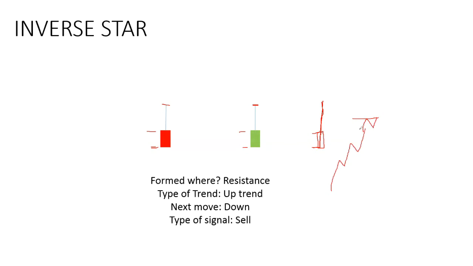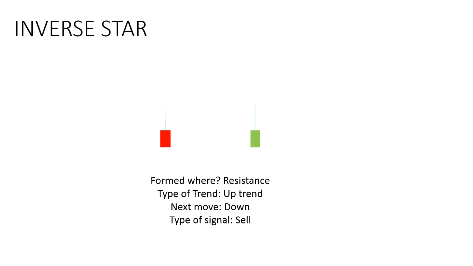That's what it means. So if we find it at resistance, we can take it as a type of signal, a type of confirmation to show that it will go down, since it's at the resistance, and it showed that the buyers couldn't win at this specific time interval and the sellers took over, meaning that now we can expect a downward move. Next move, we can expect a down move. And the type of signal is a sell. We can look at this candlestick as a sell type of signal.